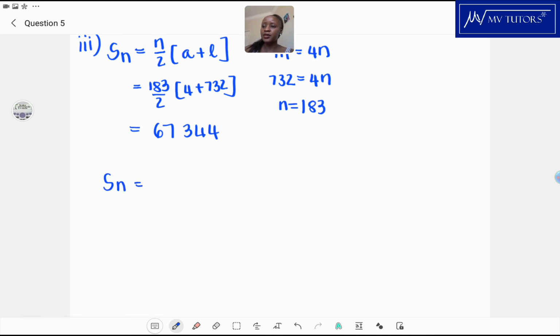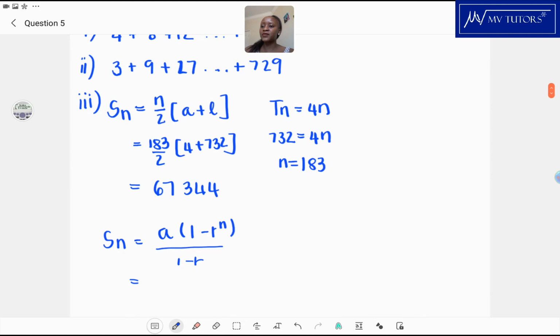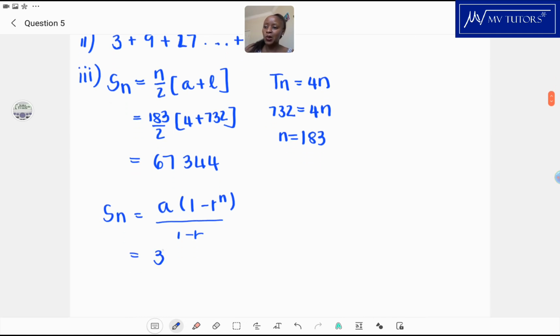Okay, the geometric formula. Just need to make sure I'm writing the correct things. 1 minus r to the power n, over 1 minus r. Okay, am I correct or am I just telling lies? Yes, it's all good. All right, so the first term is 3, right? Yes, the first term is 3 and r is also 3.